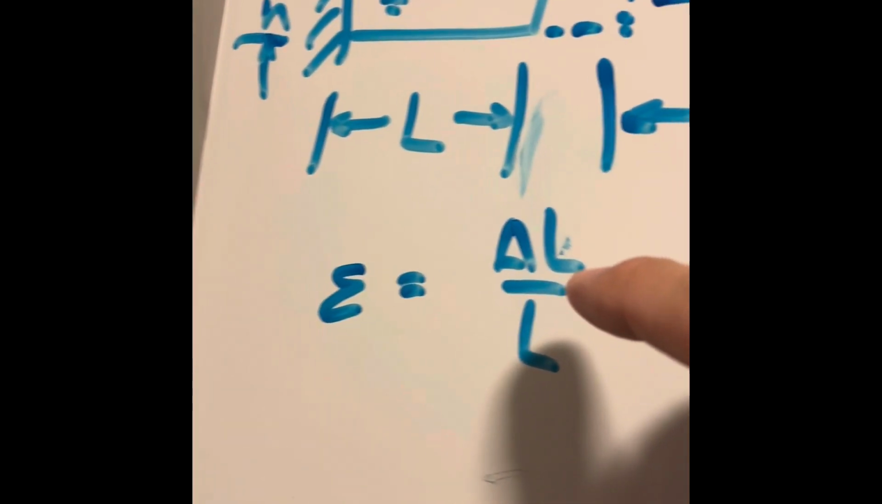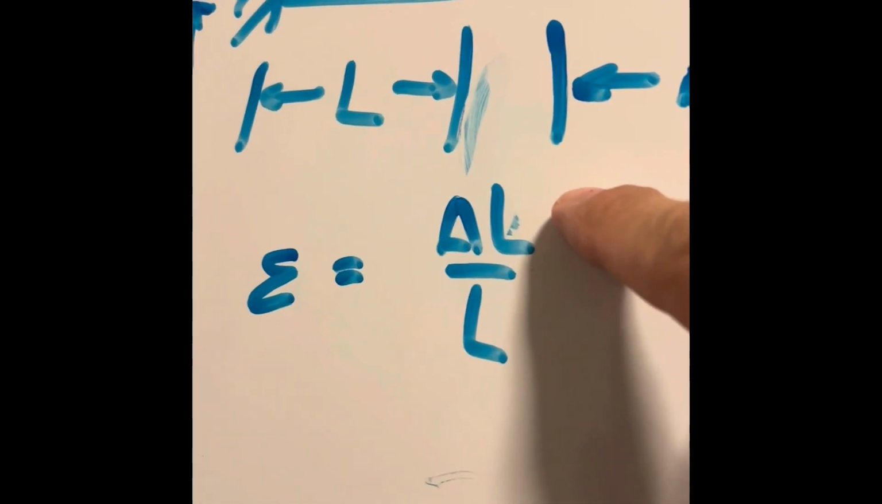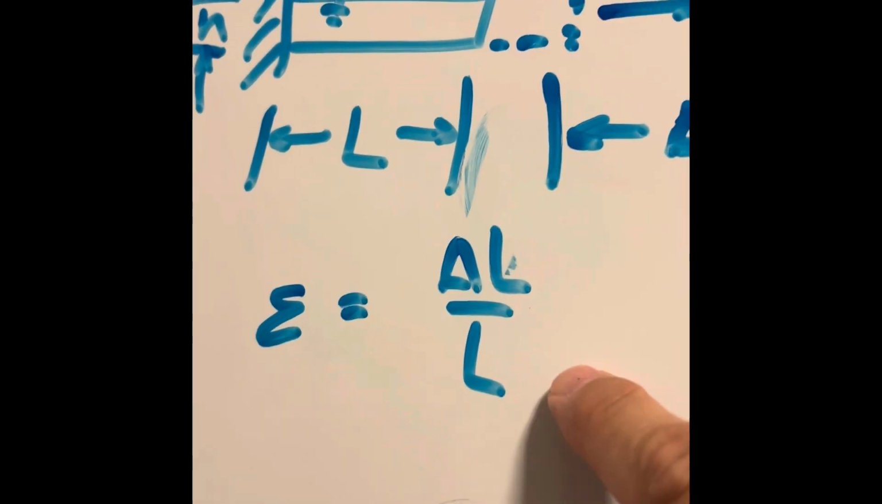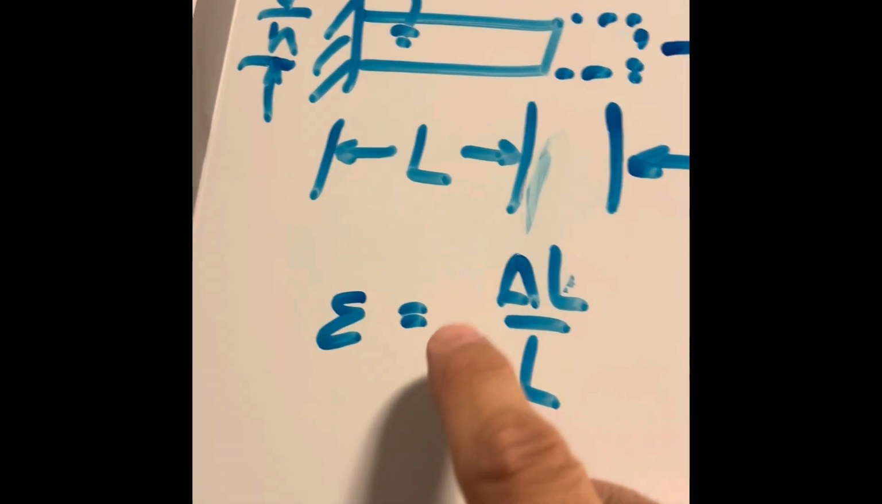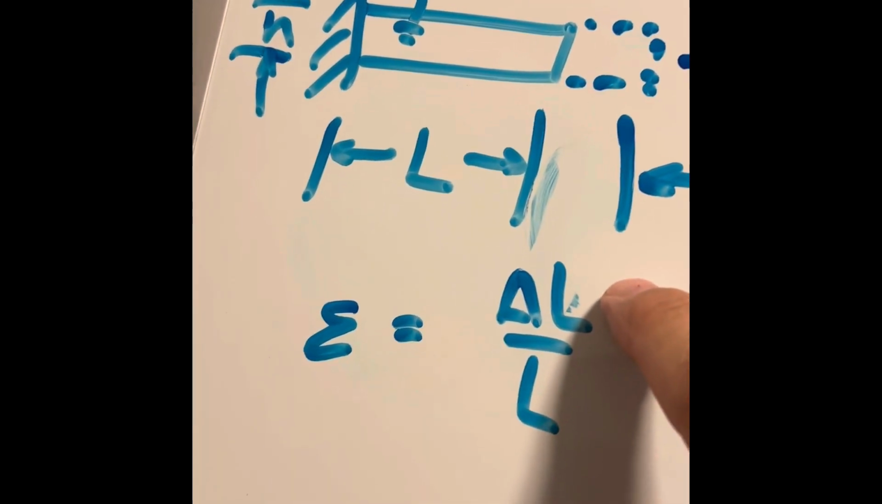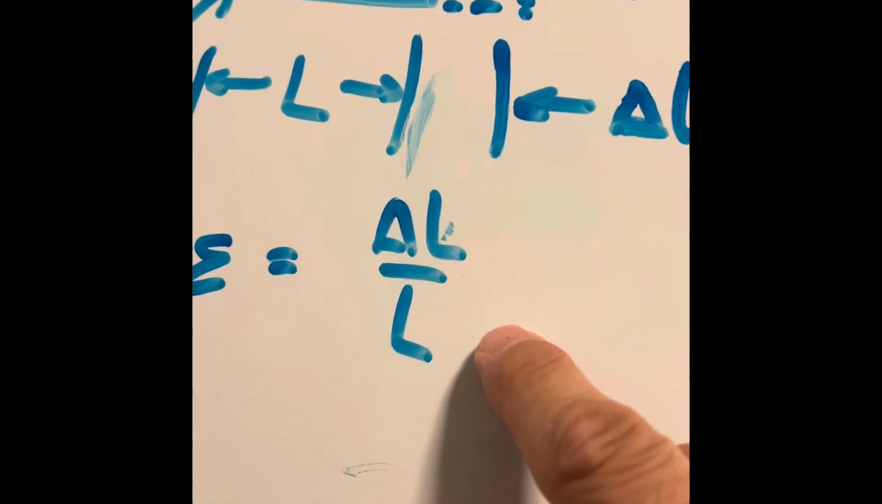For normal strains, the deflection is in the same direction as the dimension that's lengthening. The force, the change in dimension, and the original length are all in the same direction.